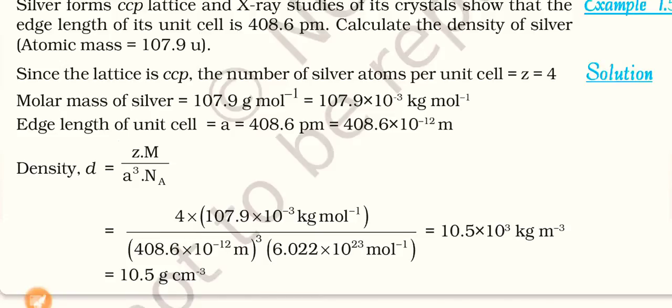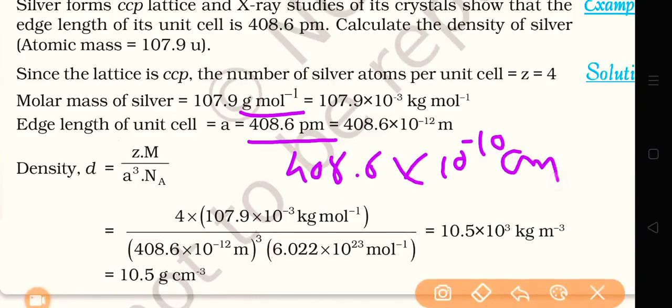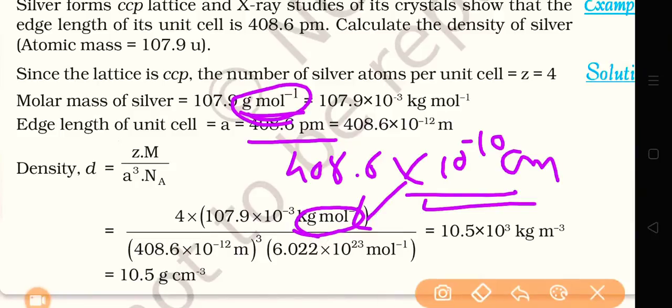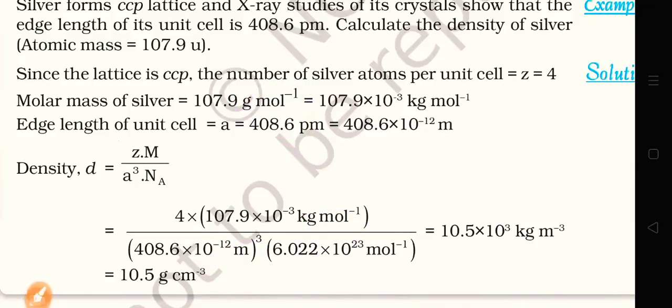You can directly calculate using this value, gram per mole, it is already mentioned, and you can convert 408.6 pm into 408.6 into 10 raised to minus 10 cm. You can directly use this value in the calculation. So instead of using kg per mole, you can use gram per mole unit and divide by this value. That means instead of using meter, we can use centimeter unit for edge length.